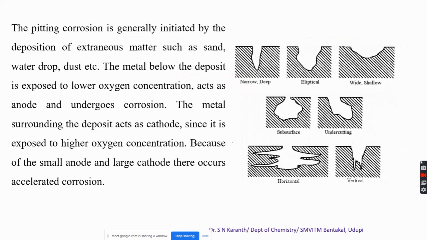Pitting is generally initiated by the deposition of extraneous matter. A small deposition over the surface of the metal also results in a pit or pinhole creation. The metal below the deposit, with lower oxygen, acts as anode and corrosion takes place. And it is accelerated due to the formation of a small anode and large cathode, so that pits or pinholes are created. Different types of pits or pinholes are observed, and based on that, we can categorize them like horizontal pitting, vertical pitting, narrow pitting, deep pitting, though they're not needed.